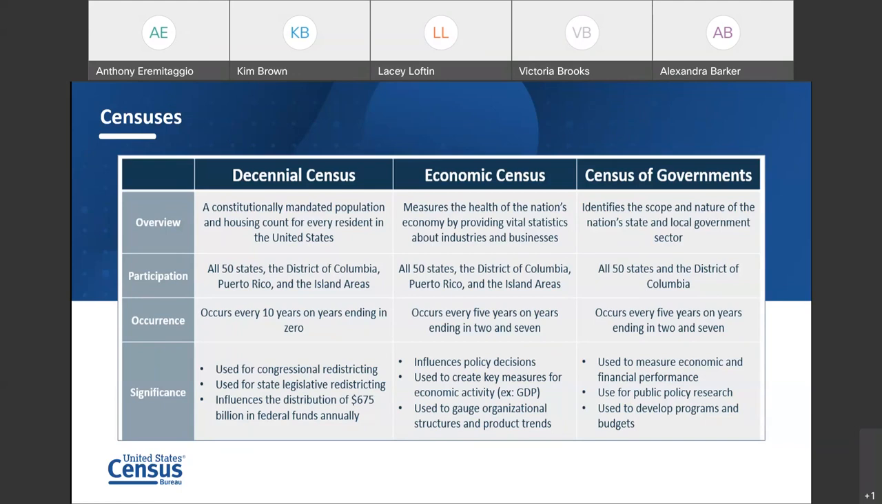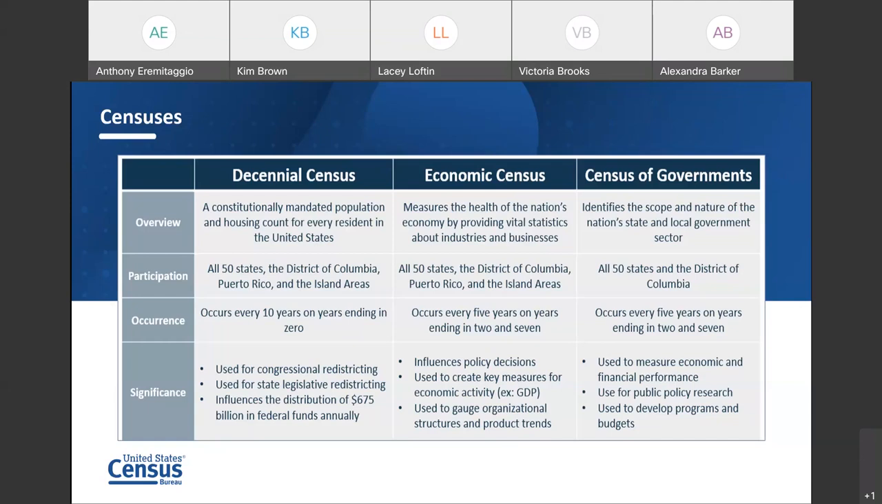in federal funds annually. A lot of people may not be aware that we do a census for the economy. The economic census measures the health of the nation's economy by providing vital statistics about industries and businesses. Again, we cover the District of Columbia, the 50 states, Puerto Rico, and the island areas. However, this particular census is done in years ending in 2 and 7, meaning every 5 years. This helps to influence policy decisions, create key measures for economic well-being, and is used to gauge organizational structures and product trends. It's kind of what I refer to as the pulse of America's economy.